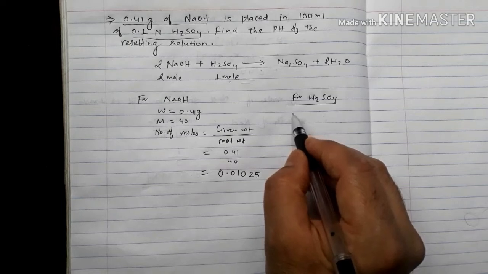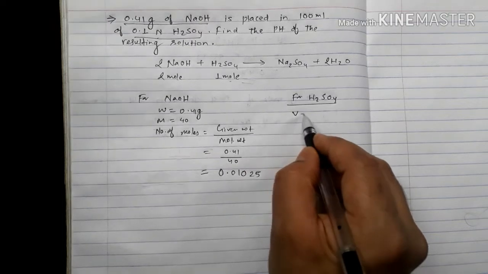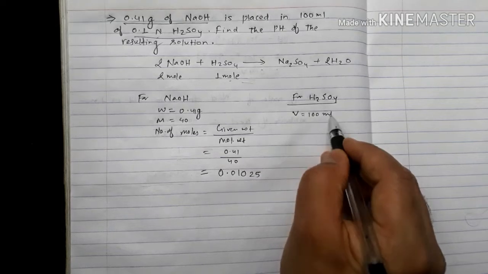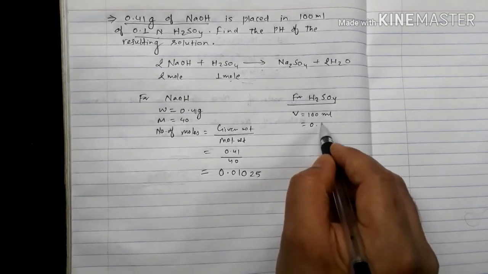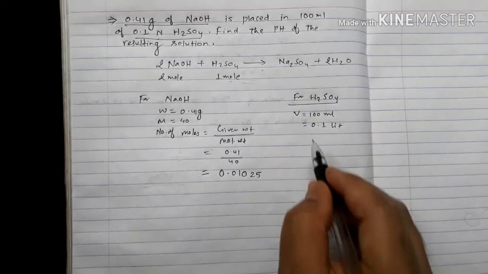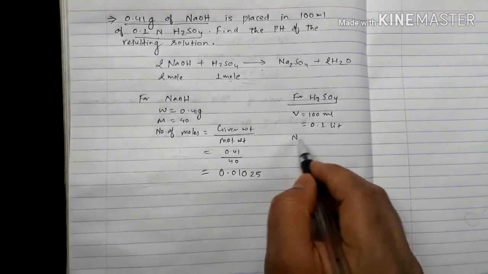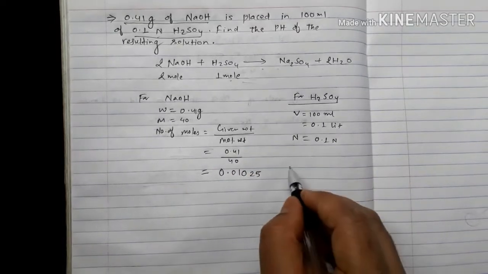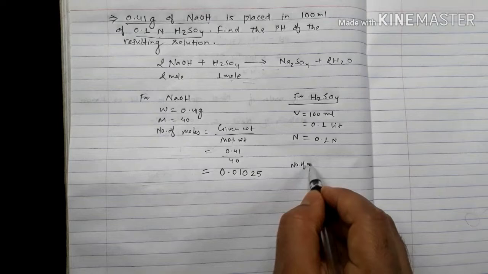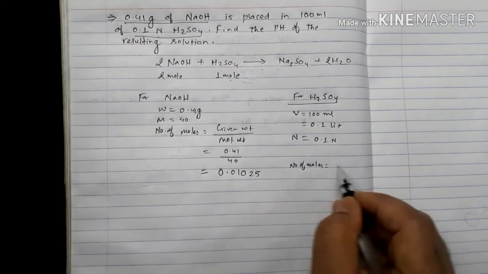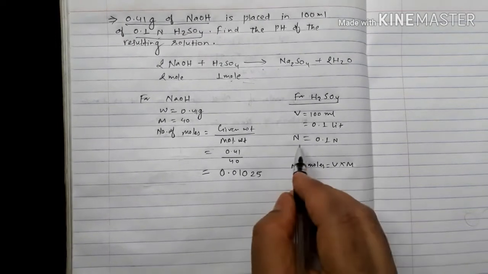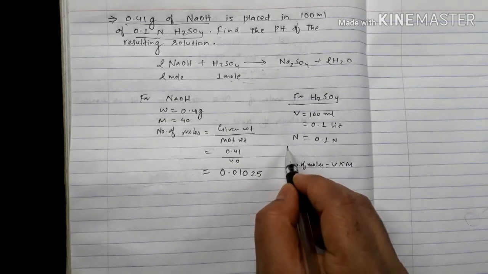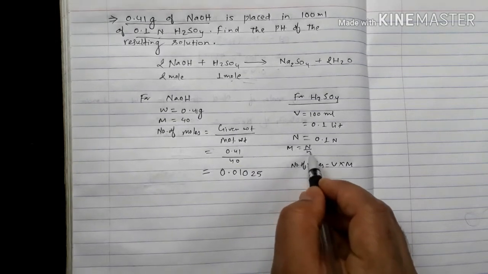To find the number of moles, there is one formula: volume in liter times molarity. Volume is given in mL, so change it into liter: 0.1 liter, divided by 1000. Normality is given as 0.1 normal. To find the number of moles, the formula is volume into molarity. Now change normality into molarity. Molarity equals normality by N.